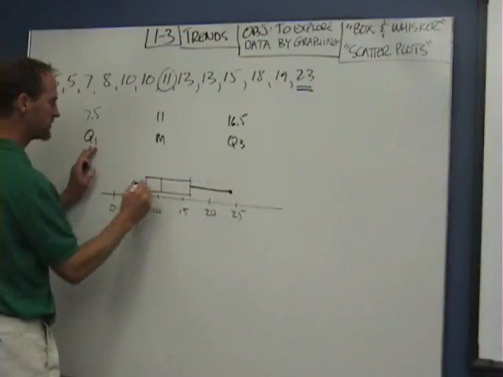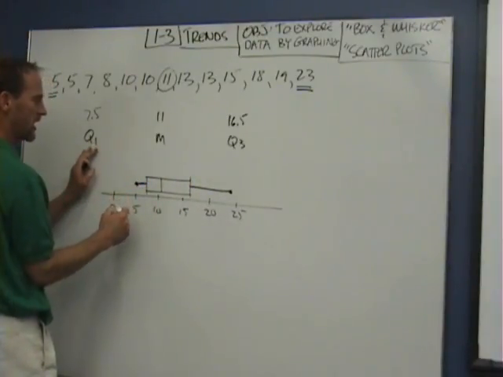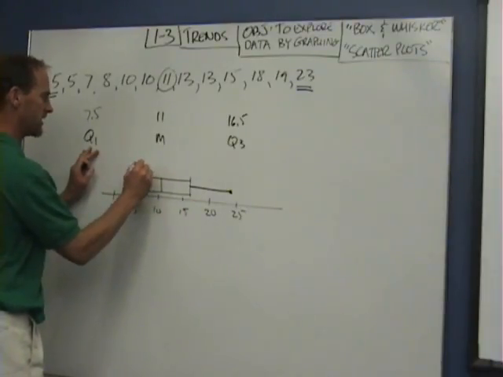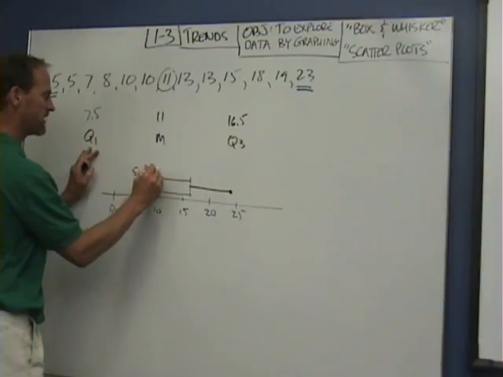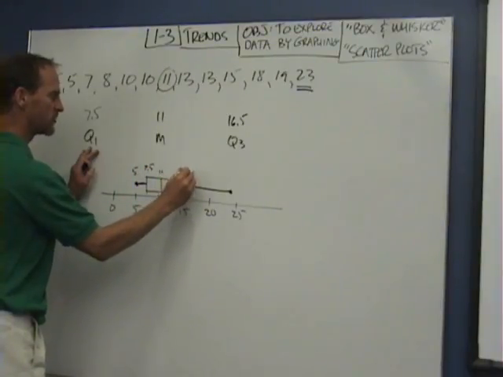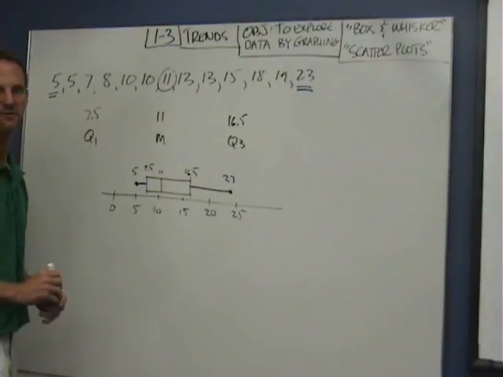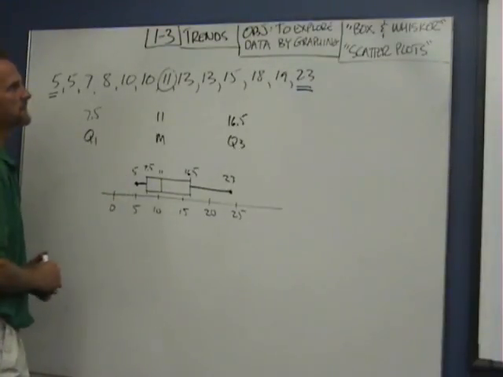And if you draw it carefully, you do not need to relabel. If it's at all unclear, you can put 5 and, what is that, 7.5 and 11 and 16.5 and 23. But it can get crowded if you do that too. All right, so that's the box and whisker plot.